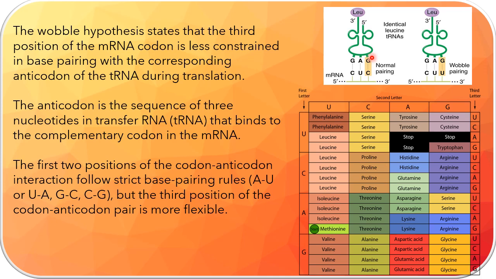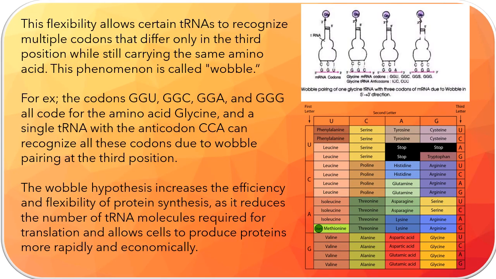to the mRNA. Now the first two positions of the codon-anticodon interaction follow the strict base pairing rule, that is adenine to uracil, then uracil to adenine, guanine to cytosine, and cytosine to guanine. But the third position of the anticodon-codon pair is more flexible. Okay, and that's the reason why Wobble is possible in anticodons.